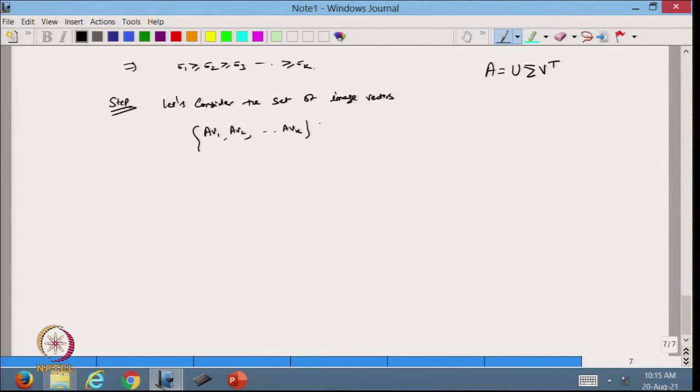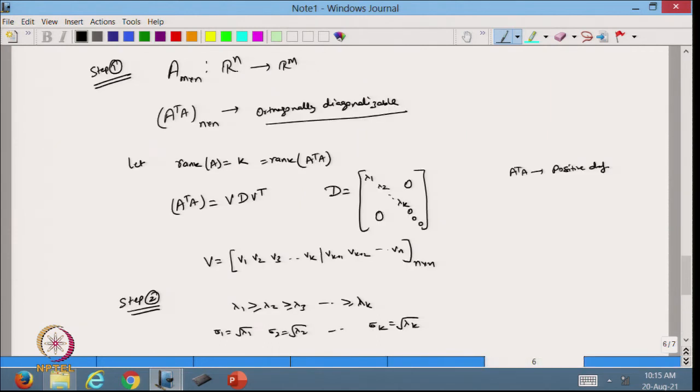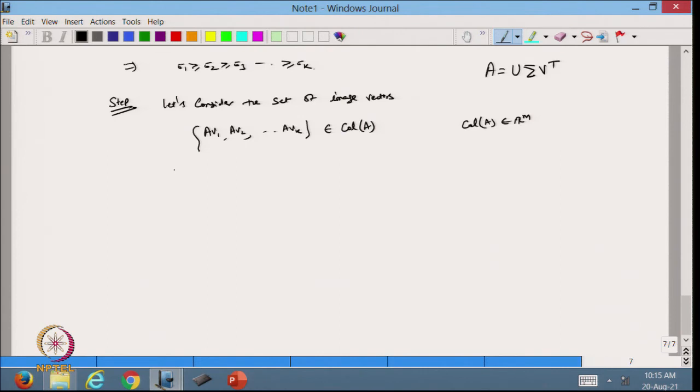Now, if you see this, then this belongs to the column space of A, and you know that the column space of A belongs to Rm, because this is a linear transformation from Rn to Rm. Also, since V1, V2 all are orthogonal to each other, that we already know.